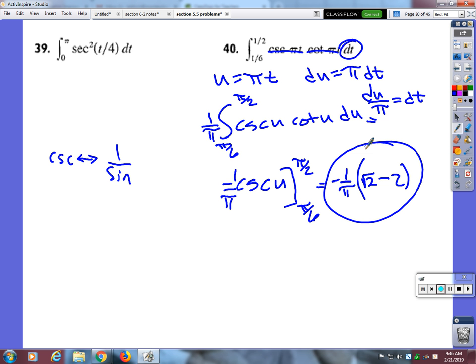Yeah. The derivative of cosecant is cosecant cotangent. So that means the antiderivative of cosecant cotangent is cosecant. Did yours simplify to the same thing, Gage? No. That's a negatory. Okay. Anything else? 41.